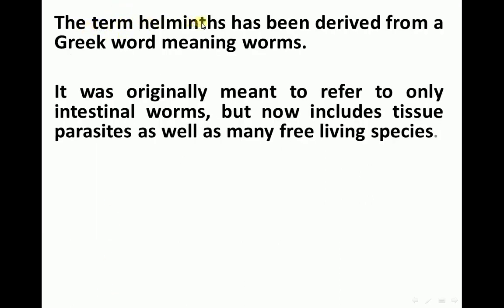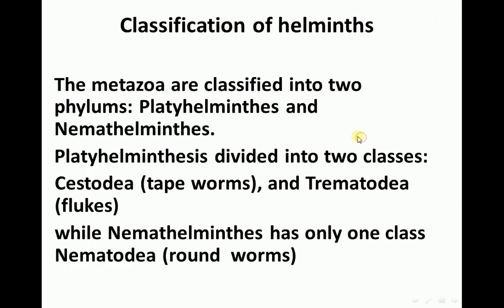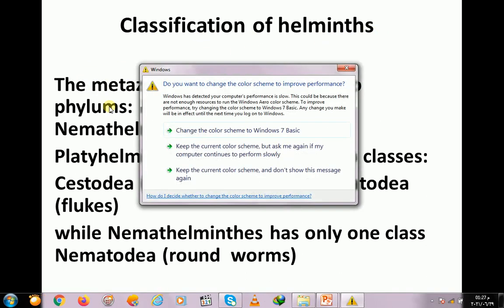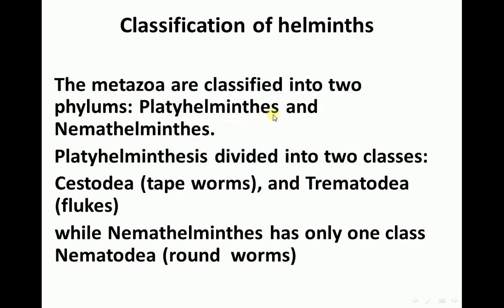The term helminths has been derived from a Greek word meaning worms. It was originally meant to refer to only intestinal worms, but now includes tissue parasites as well as many free-living species. Classification of helminths. Metazoa are classified into two phyla, which are phylum Platyhelminthes and phylum Nemathelminthes.